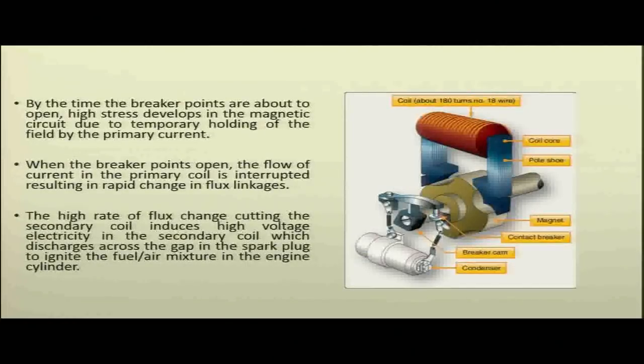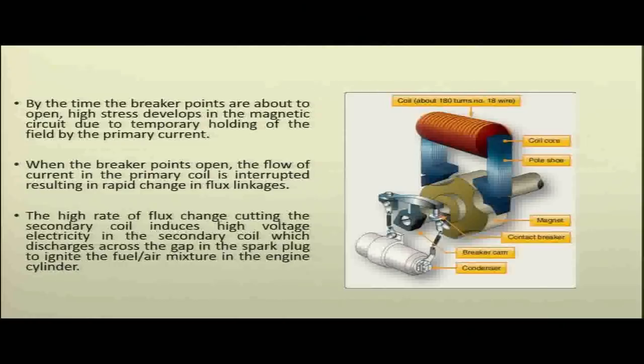Now, by the time the breaker points are about to open, high stress develops in the magnetic circuit due to the temporary holding of the field by the primary current. By the time the breaker points are about to open, high stress is developed in the magnetic circuit because of this temporary holding of the field by the primary current.